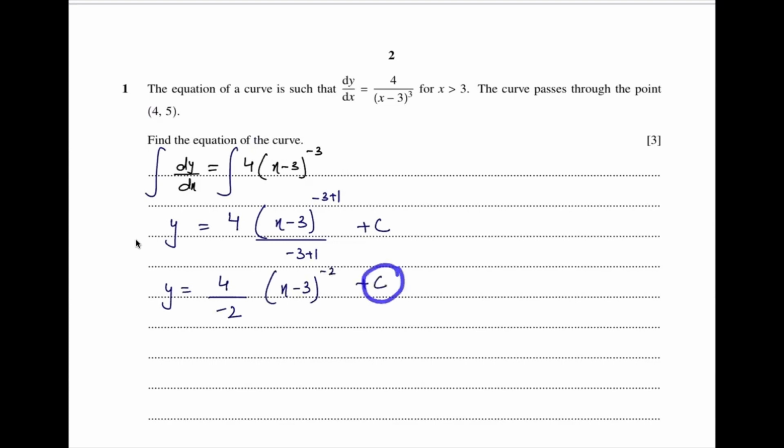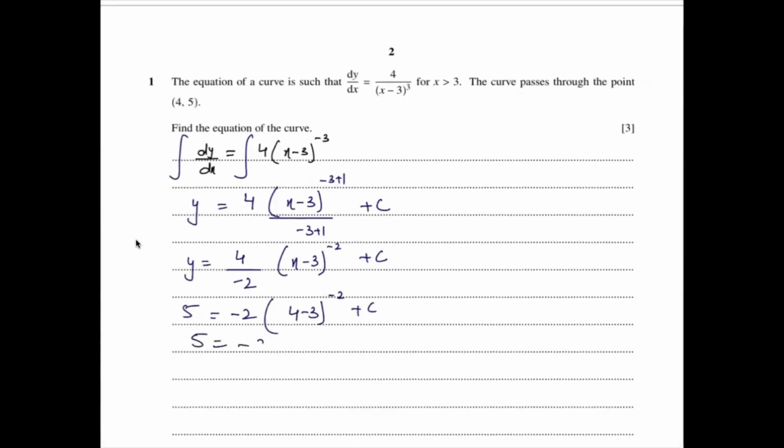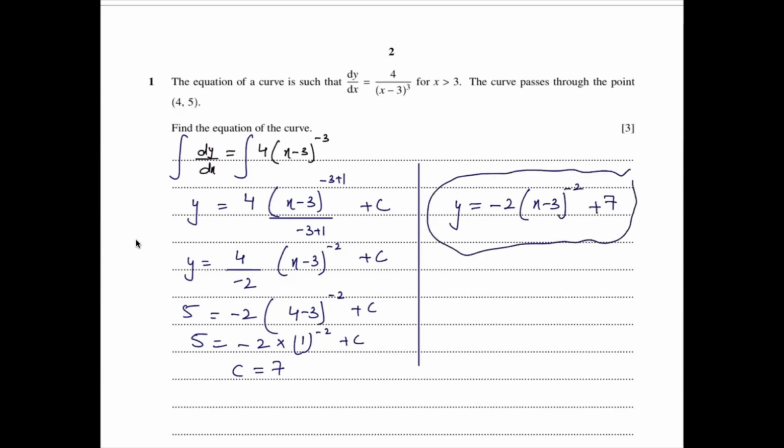Now, to find the value of c, which is the constant of integration, we are going to plug in the value of a point. This is a point where the curve is passing. So you are going to substitute x as 4 and y as 5, and solve for the value of c. So c comes out to be 7. So the equation of the curve is y equals minus 2 times (x minus 3) to the power of minus 2 plus 7. This is the equation of your curve.